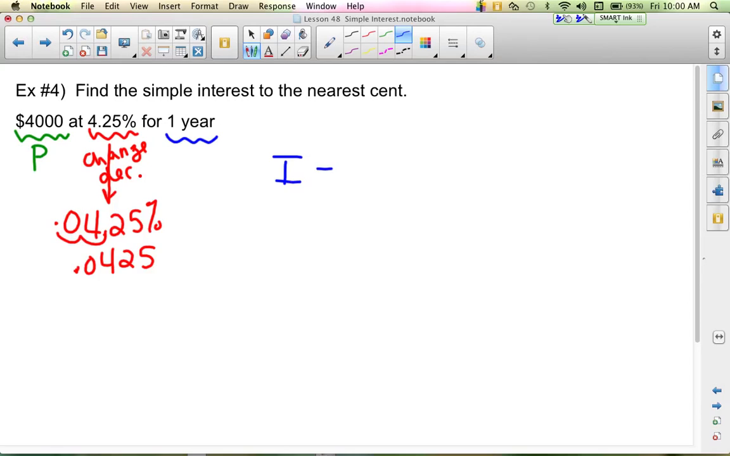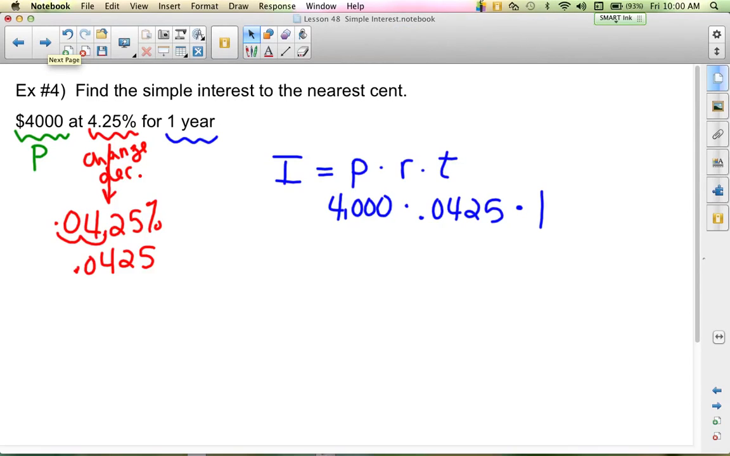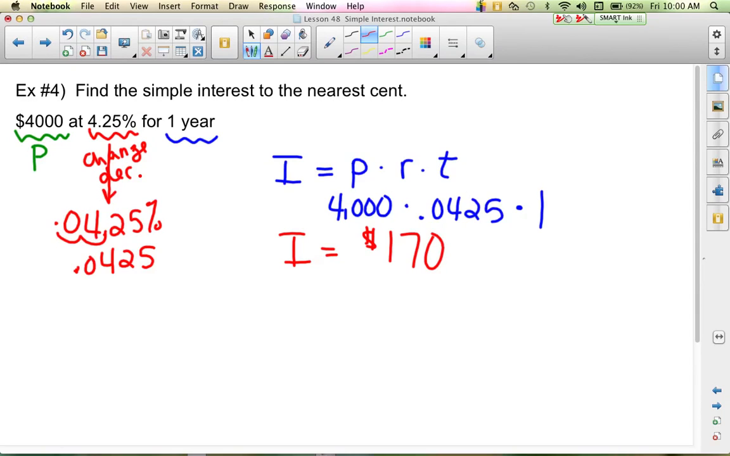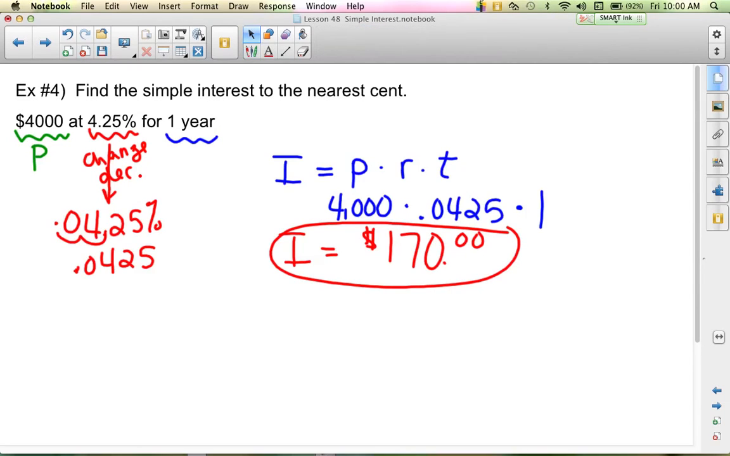Okay, so my interest is equal to the principal times the rate times the time. My principal is the 4,000. So I have 4,000 times the rate, which we changed to a decimal, 0.0425. And I'm going to multiply that times the time, which is 1 year. So let's type that into the calculator. 4,000 times 0.0425 times 1. And that tells me that my interest is exactly $170. So not a lot. I'm going to leave it in there for 1 year.